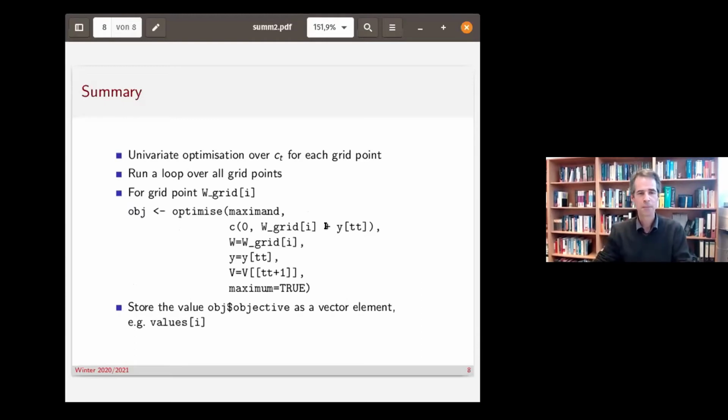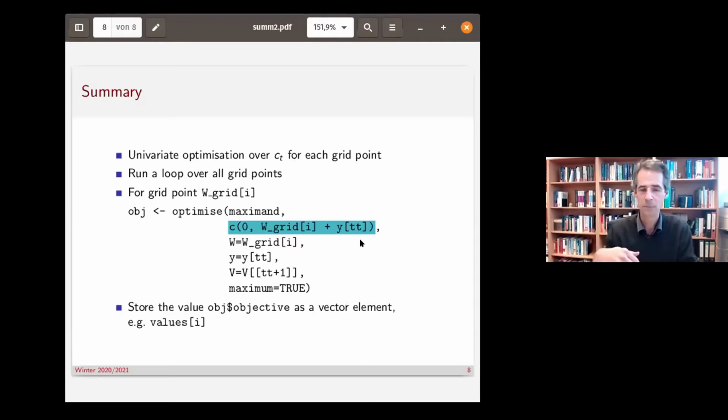So now we have to optimize over consumption, and we have to do that for each grid point, because to know the value function, we have to know, at least at the grid points, the value of the value function. So we have to solve the optimization problem for each grid point over the wealth grid. So we run a loop over all grid points, and I think all of you have done so. And for the ith grid point, this is the command for the optimization. So we want to maximize the maximum. That's the function we've just defined. And this is the interval over which we would like to maximize.